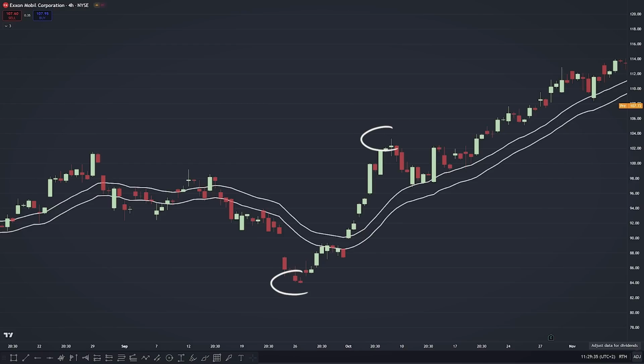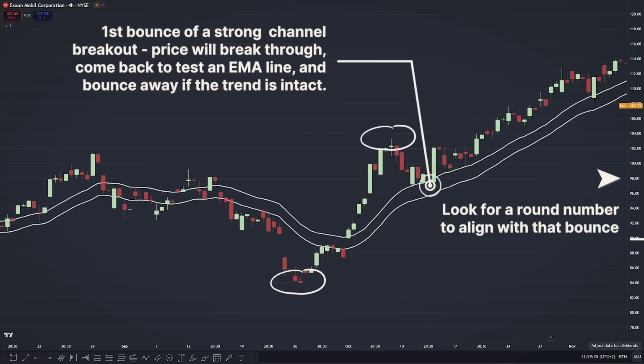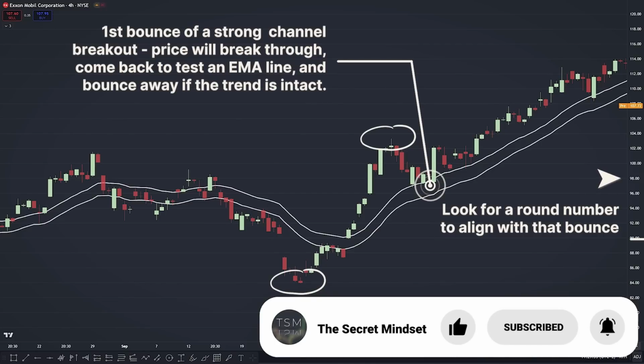Sometimes this channel acts as a trampoline. Price will break through, come back to test an EMA line, and bounce away if the trend is intact. If it fails to bounce and instead lingers, that might signal a shift. The first bounce is important. It proves that the channel is being respected. Then you look for a round number to align with that bounce.